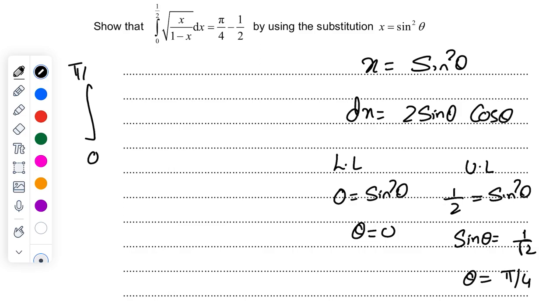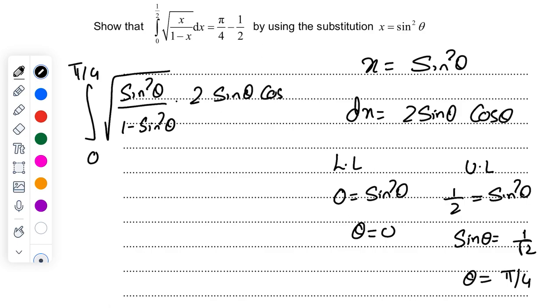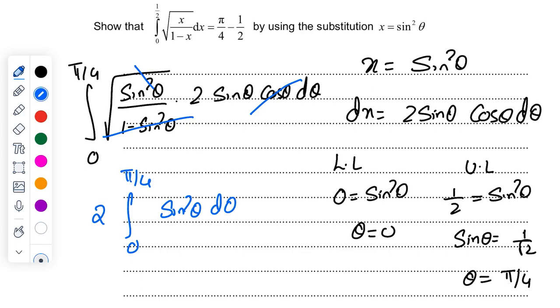0 to pi upon 4, square root of x upon 1 minus x, where x is sine square theta, dx. dx is 2 sine theta cos theta d theta. Now 1 minus sine square theta is cos square theta. Square root of cos square theta is cos theta. Cos theta cancels. Square and square root get cancelled. So what am I going to get? 2 integral of 0 to pi upon 4 sine square theta d theta.